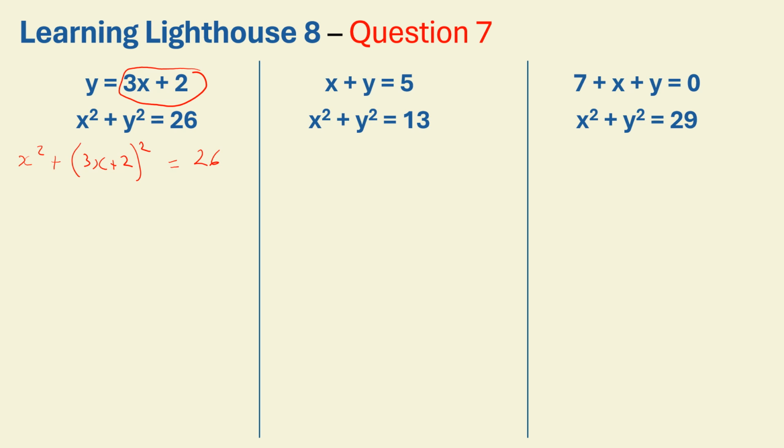We've got x squared plus. On multiplying this out, you're going to get 9x squared plus 12x plus 4, and that comes to 26. So we're going to gather like terms together and make sure we have a 0 on the right-hand side. So I've got 10x squared plus 12x minus 22 equals 0. I'm going to factorize out a factor of 2 from everything to make my life a little bit easier.